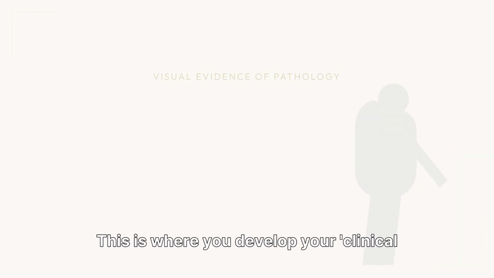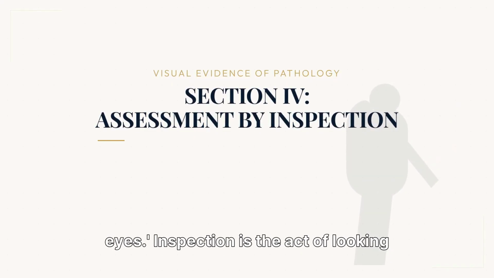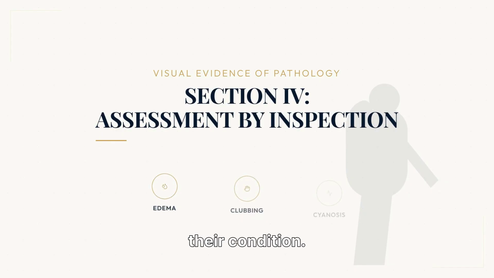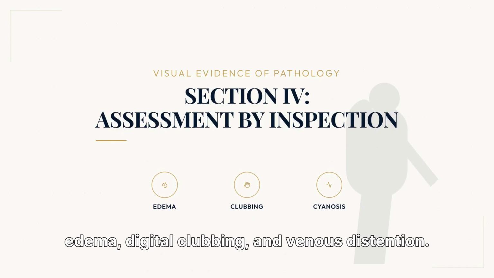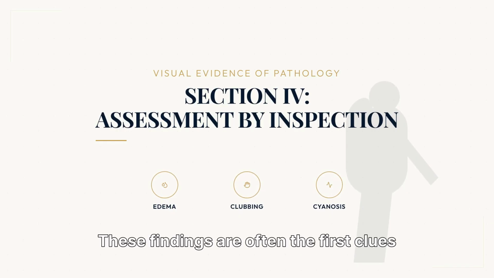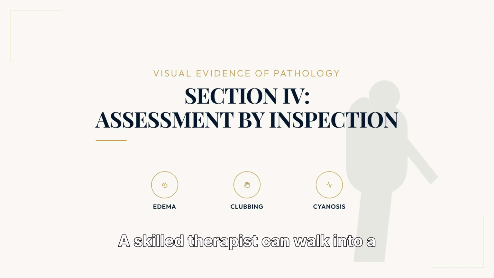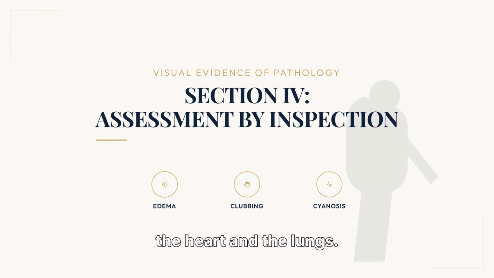Section 4. Assessment by inspection. This is where you develop your clinical eyes. Inspection is the act of looking at the patient to gather evidence of their condition. We are looking for things like peripheral edema, digital clubbing, and venous distension. These findings are often the first clues to a systemic problem. A skilled therapist can walk into a room and just by looking, have a strong suspicion of what's going on with the heart and the lungs.